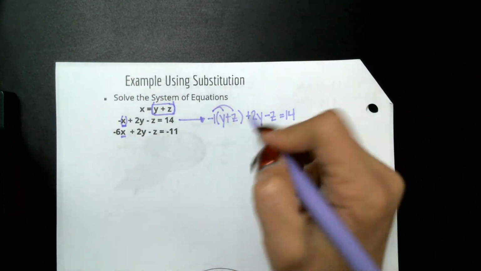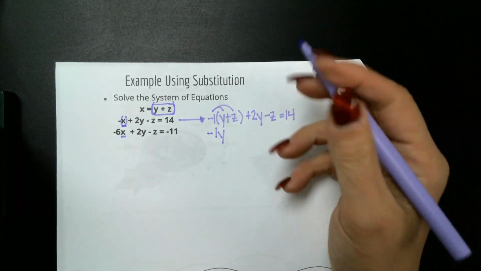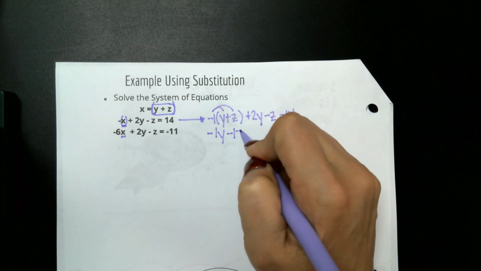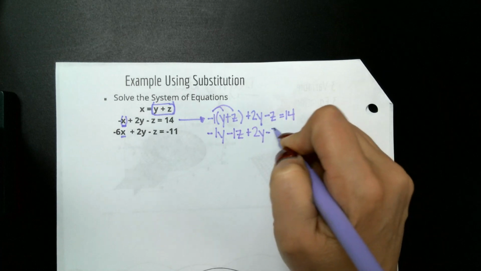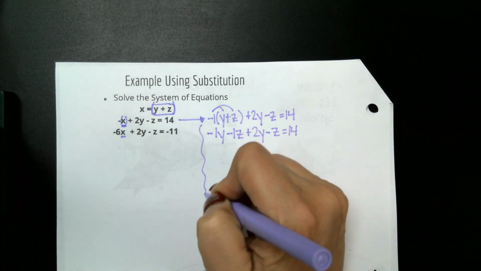-1 times y. Or -1y, either way. You don't have to put the 1, but you have to have the negative and the y. And then -1z, right? And then just copy the rest of it down. I'm just simplifying this equation.